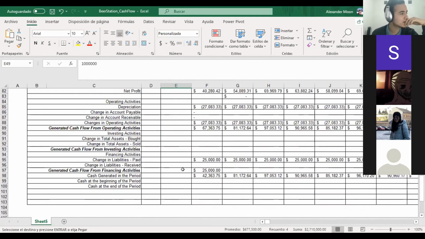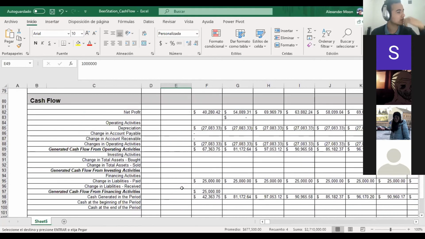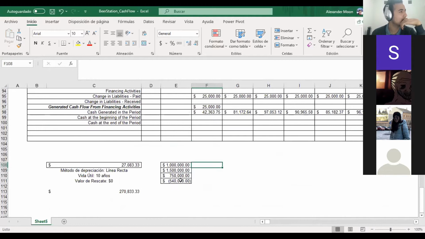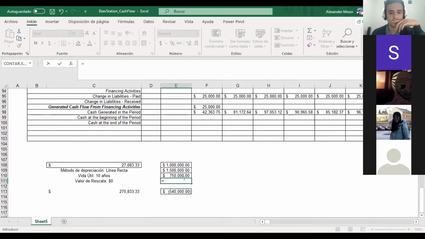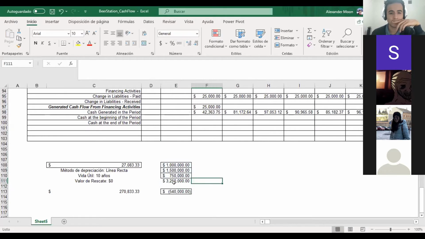Okay. Sure. Okay, I understand. So I add all the assets of that category. So how much is that? Okay, 3,250,000. Perfect. So that's the purchasing value of the assets, you see? Yes. Now I want you to calculate the depreciation. How do you do that?